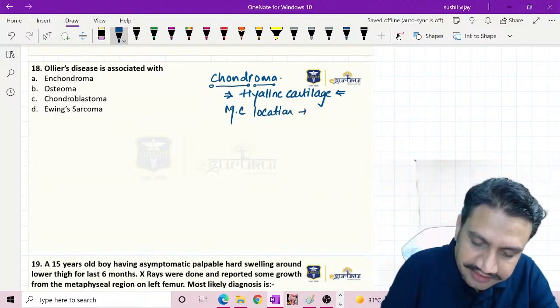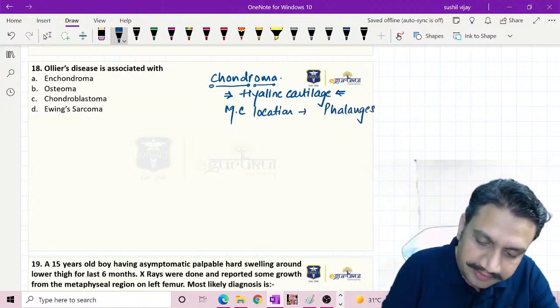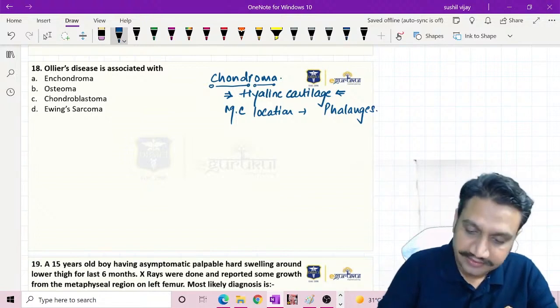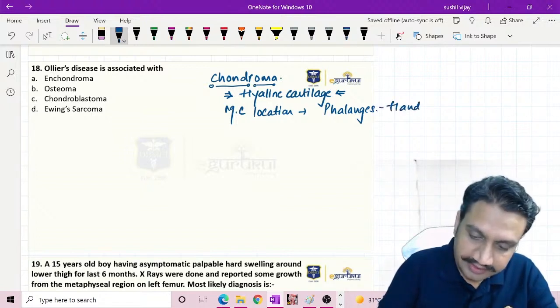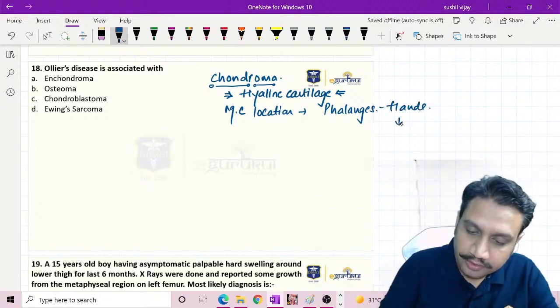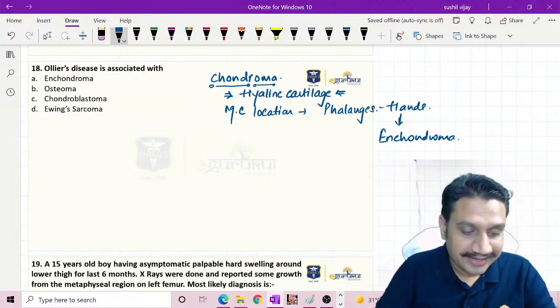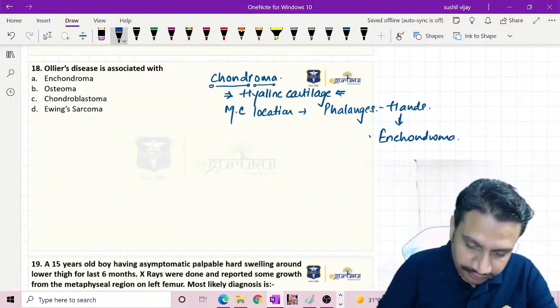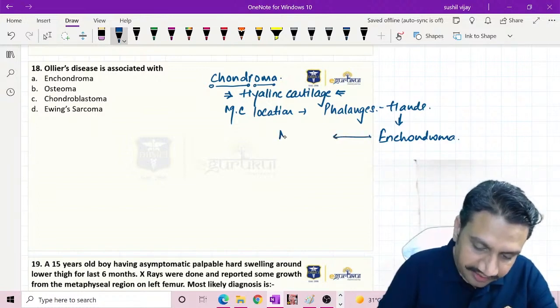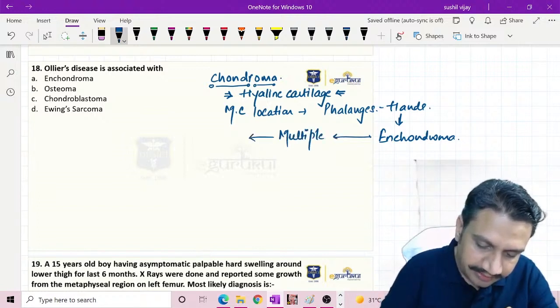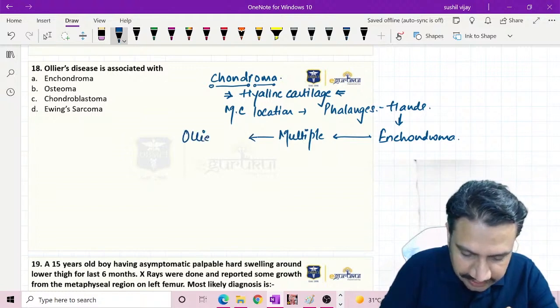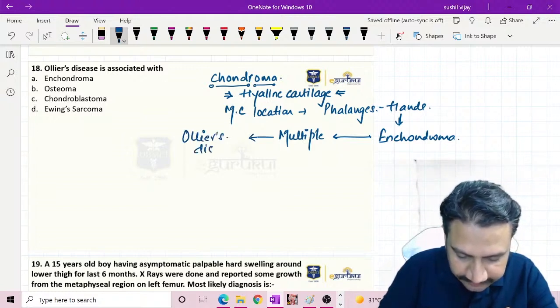The most common location for these cartilaginous tumors is the phalanges, the hands basically. In the hands, what do we call it? In the hands, they are known as enchondroma. Very good. So whenever there are multiple enchondromas, they are known as Ollier's disease.